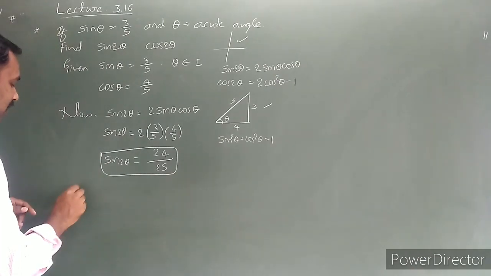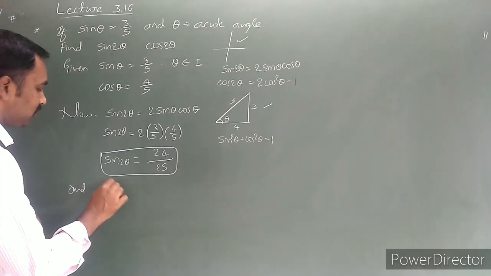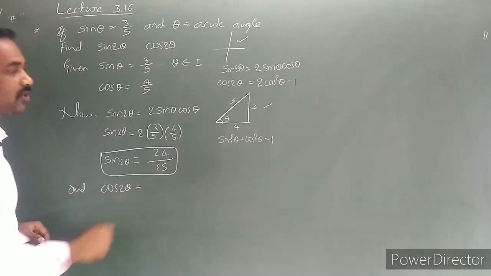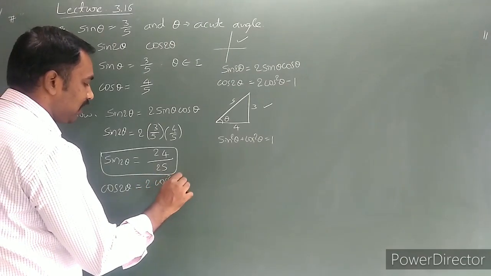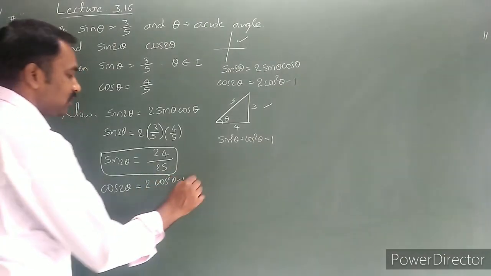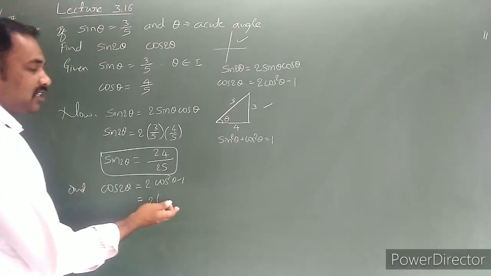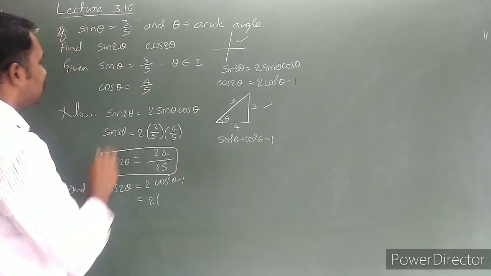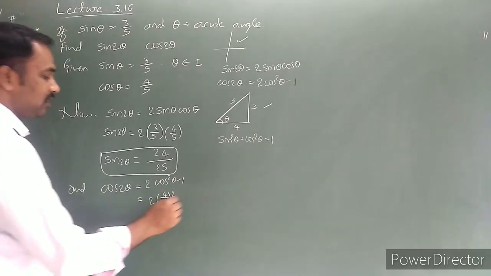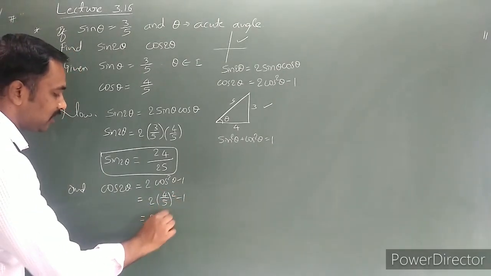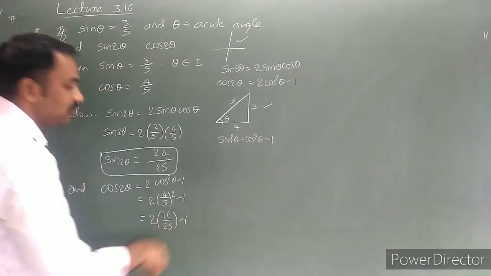Next, one more value. What is that one more value? Cos of 2 theta. So what is the cos of 2 theta formula? I just consider this one: 2 cos square theta minus 1. So 2 as it is. Cos square theta is nothing but cos of theta whole square. What is the cos of theta? 4 divided by 5 whole square minus 1. Simplify. 2 into 4 square 16, 5 square 25, minus 1.